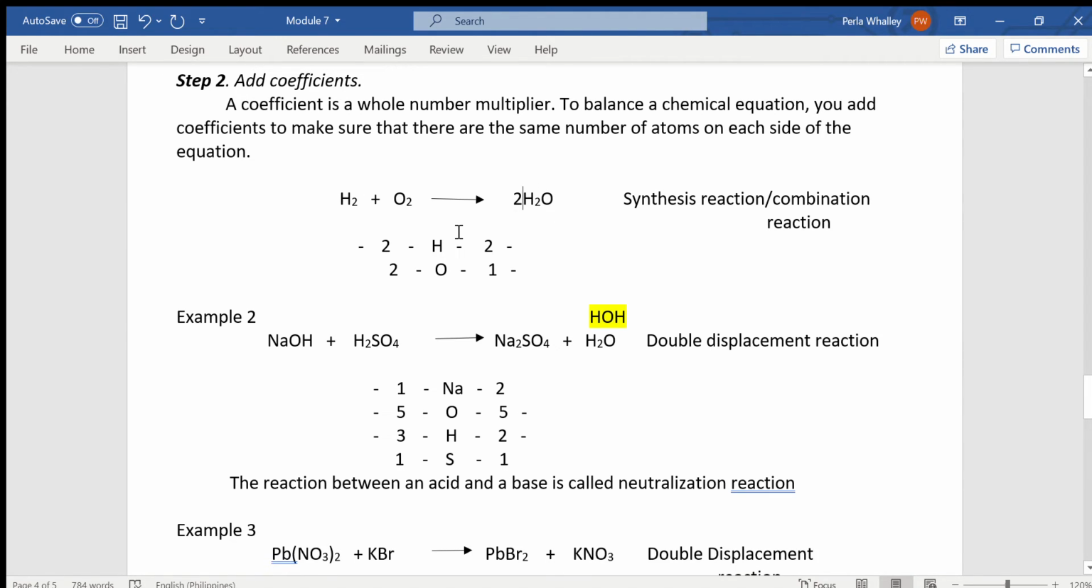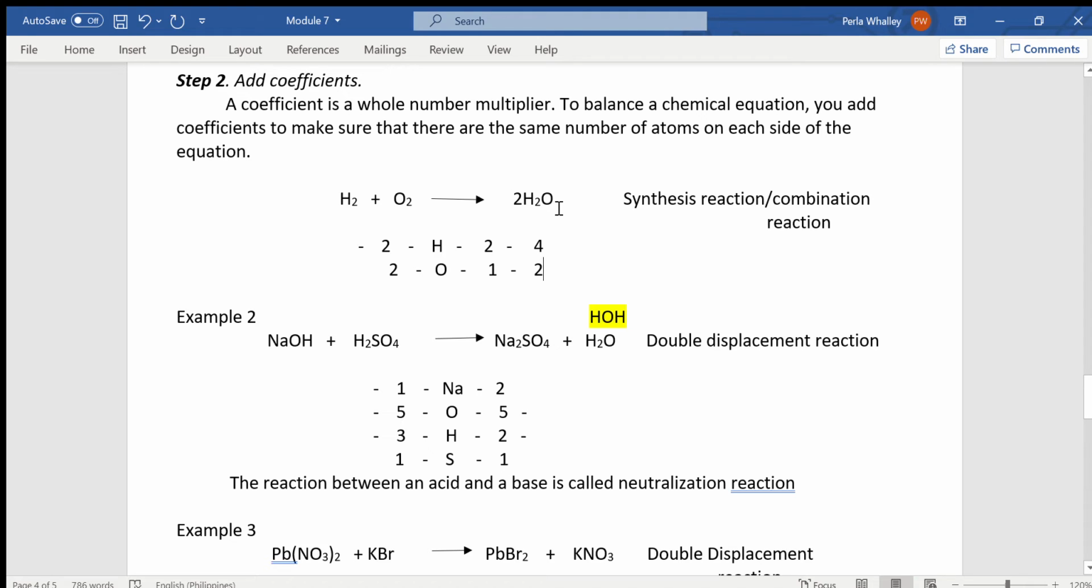So we will multiply 2 to H and O. So H will become 4. 2 times 2, 4. Oxygen is 1 here. So 1 times 2, that is 2.